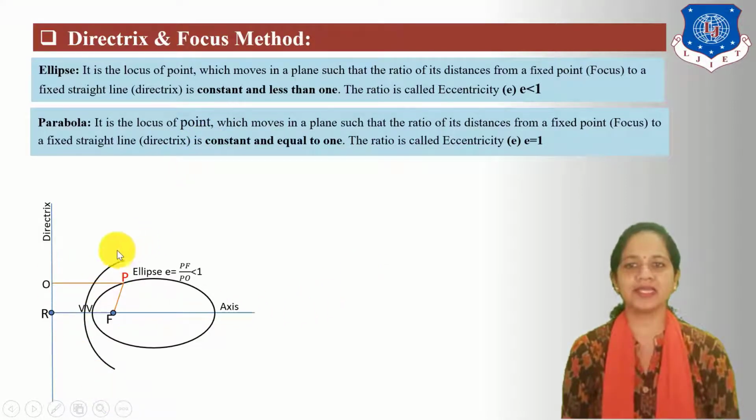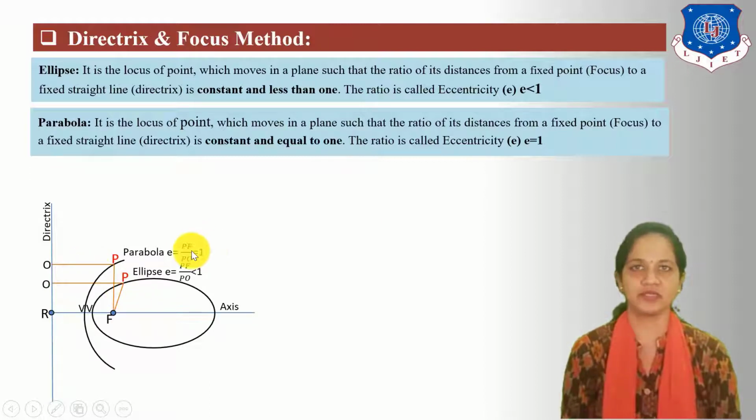Here the parabola is given. As per definition, a parabola is a locus of a point which moves in a plane so that the ratio of its distance from a fixed point to a fixed straight line is constant and equal to 1. So this ratio is constant at any position of the curve. Next, let us understand the hyperbola.